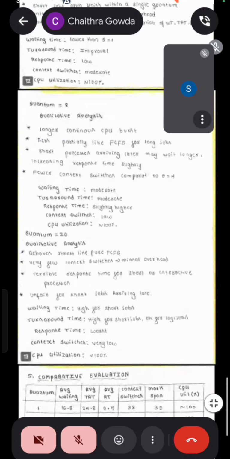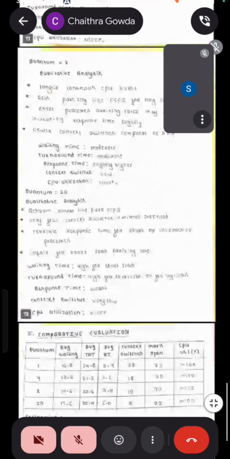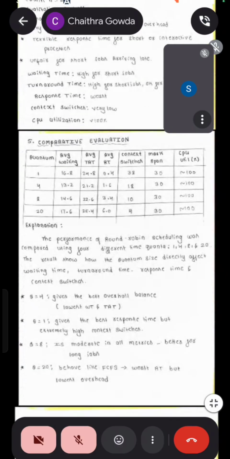Quantum 8, longer continuous CPU bursts, acts partially like FCFS for long jobs. Short processes arriving later may wait longer, increasing response time slightly. Fewer context switches compared to quantum 4. Here also waiting time, turnaround time, response time, context switches, CPU utilization. Comparative evaluation by quantum: average waiting, average TAT, average RT, context switches, makespan, CPU utilization 100%.